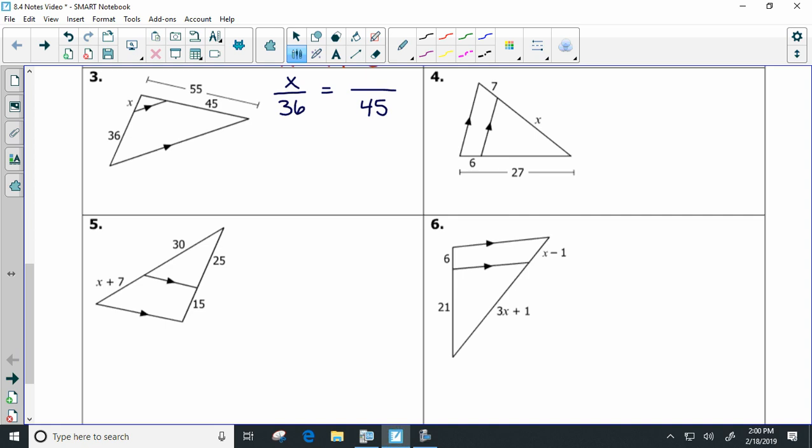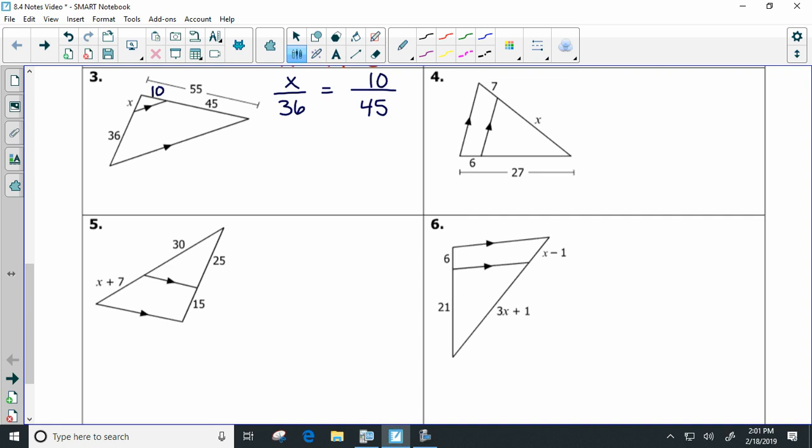But the right top they do not show us. What they do tell us is the entire right side has to be 55. So I can just do a little segment addition postulate. All right, if the whole thing is 55 and the bottom is 45, that means the top has to be 10, because 10 plus 45 would equal 55. So now I know my right top is 10.